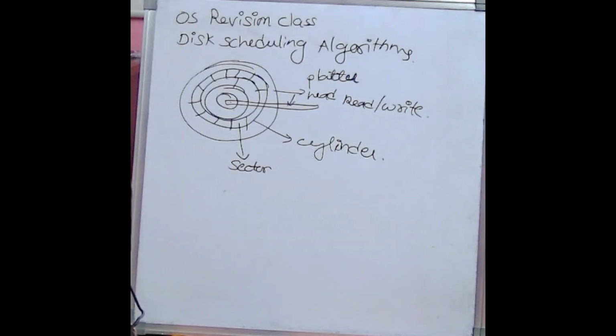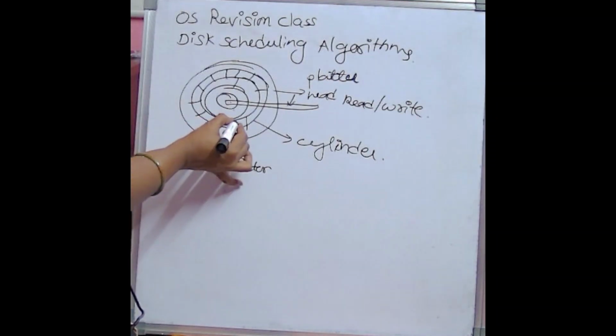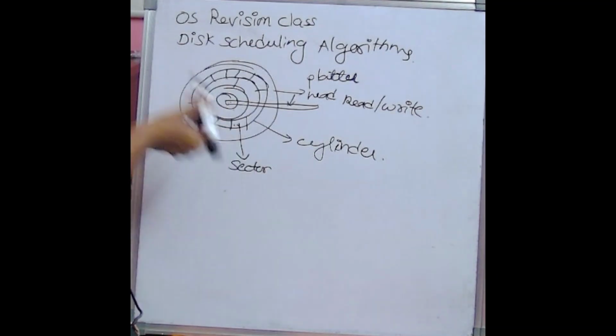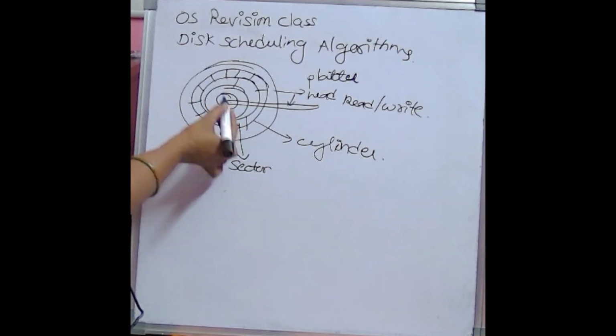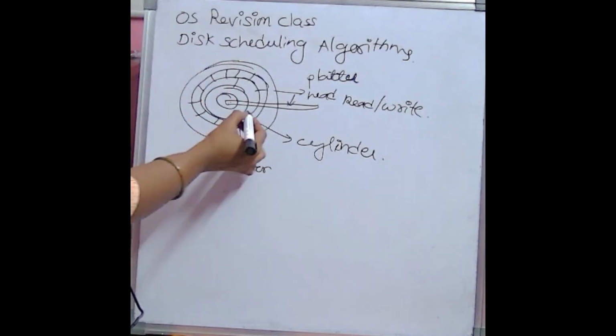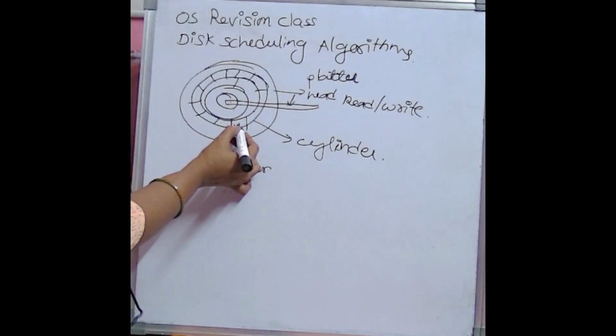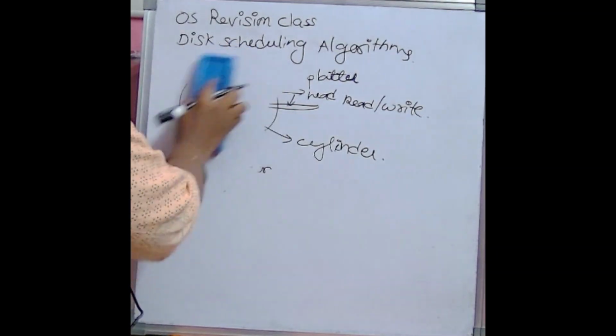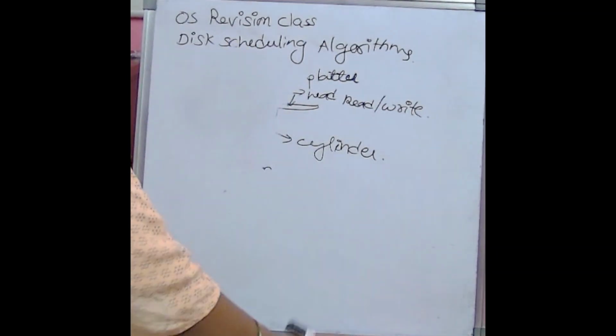To read or write data in a particular place, in this equal partition, the sector, this head needs to move. So here, the disk scheduling algorithm is about the read-write head moving to the particular cylinder first, and after that it will try to read the sector. So disk scheduling algorithms are related to the read-write head moving to the particular cylinder.